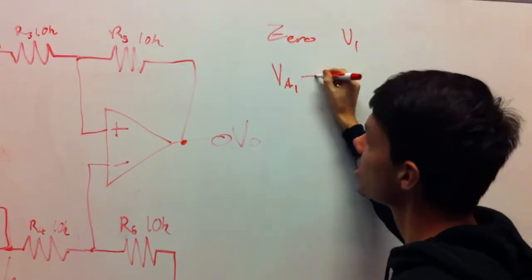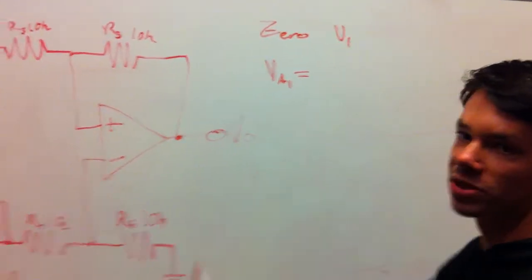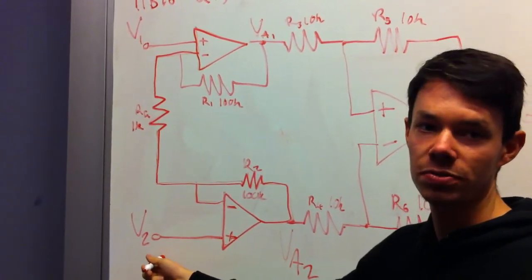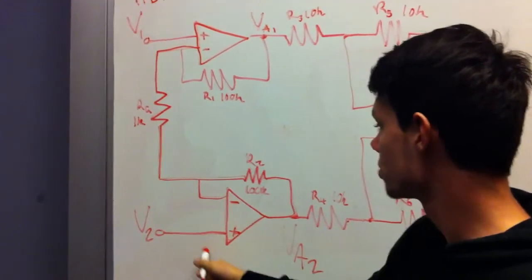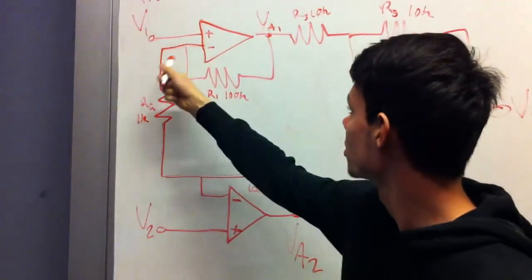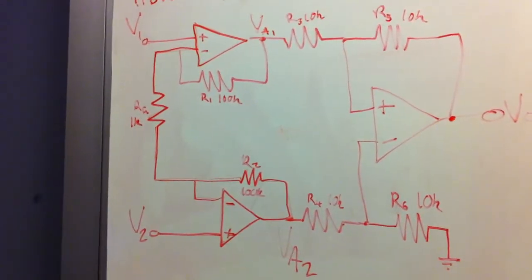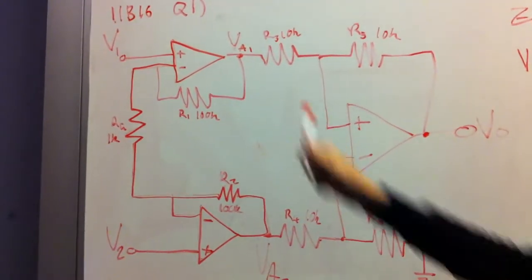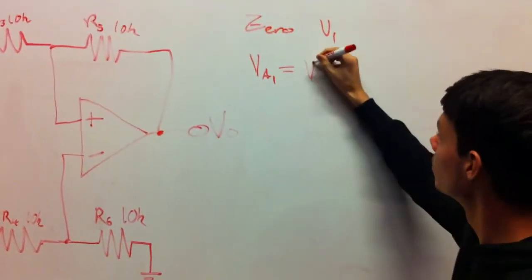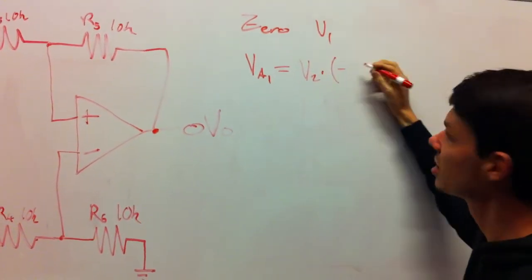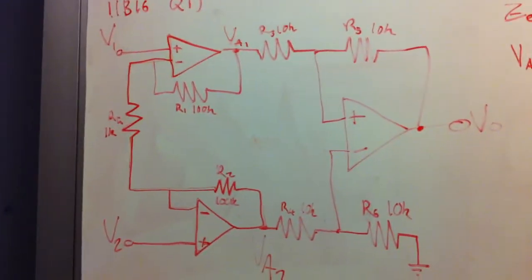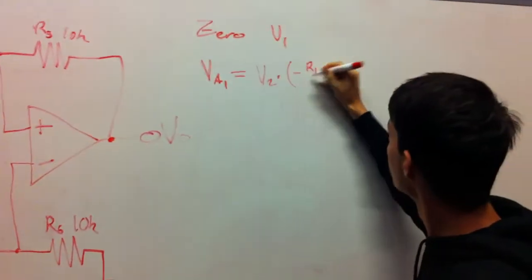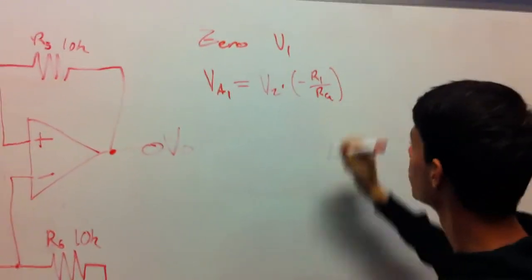VA1 is equal to, now we've zeroed V1, so we need to get the voltage from V2. There's a virtual short circuit across here, and it's going to be inputting through our negative terminal. This is our feedback resistance, that's our input resistance. So since it's going through a negative terminal, it's just going to be V2 times negative, symbolically for now, R1 over RG.